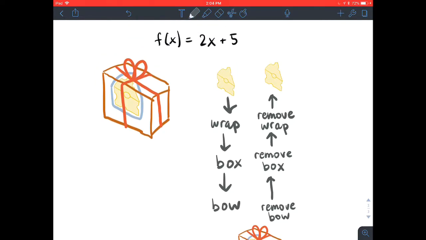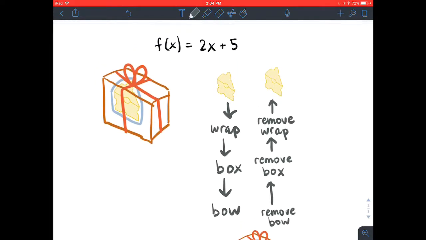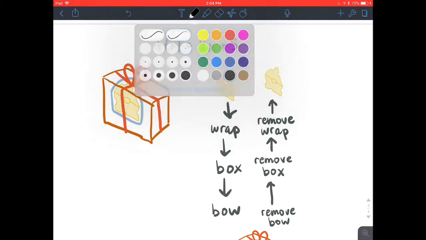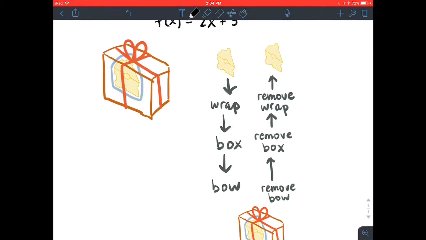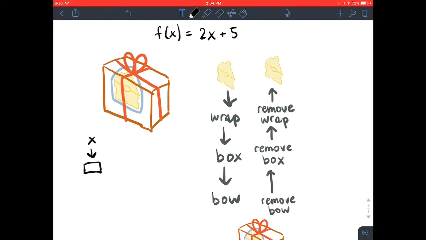So if we have the function f of x equals 2x plus 5, what happened first? First, we had x go into a function. But what came out of that, this was originally the multiplying by 2 function.